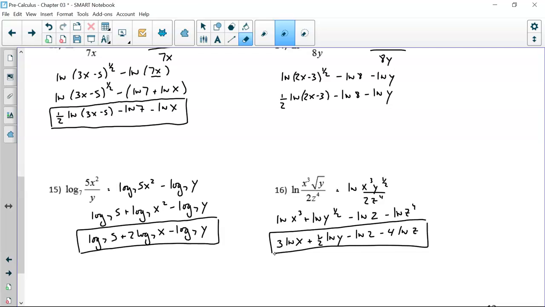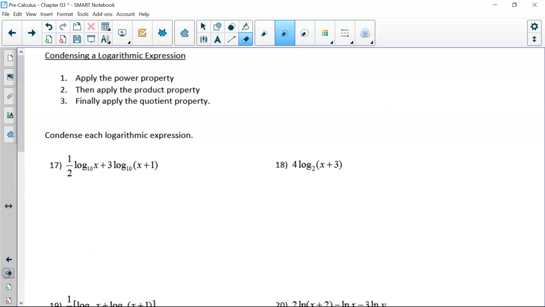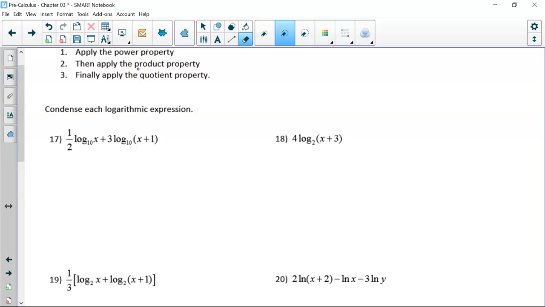Now let's look at condensing. And condensing, we're going the opposite way. Everything's all split up. We're putting it all back together. So when we do this, we go the opposite. Power, then product, then quotient. So any coefficient becomes an exponent.